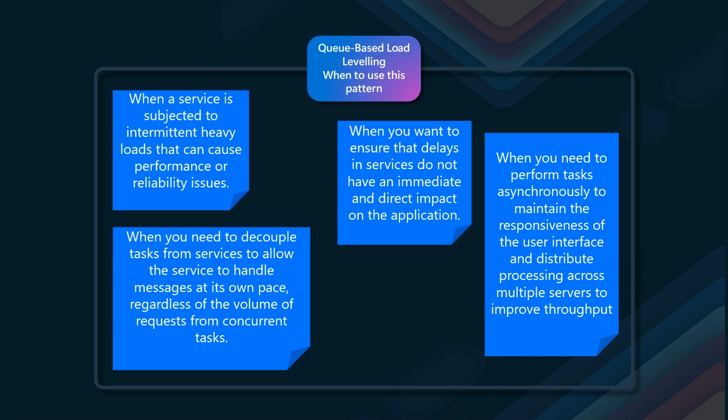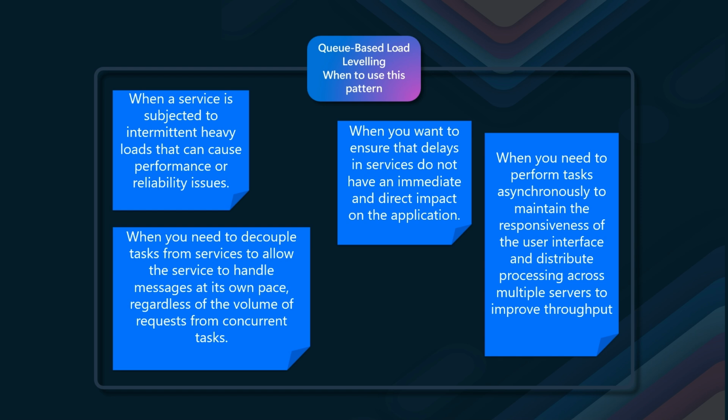When you need to decouple tasks from services to allow the service to handle messages at its own pace, regardless of the volume of requests from concurrent tasks, this ensures that the service is not overwhelmed by the sudden spike in demand. Maximizing availability. When you want to ensure that delays in service do not have an immediate and direct impact on the application, the application can continue to post messages to the queue even when the service isn't available or isn't currently processing messages.